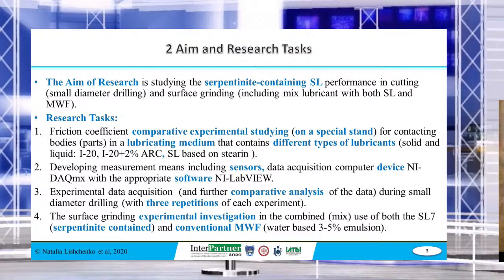Our research tasks are the following. The first task is friction coefficient comparative experimental study on a special stand for contacting bodies in lubricating medium that contain different types of lubricant. The second task is developing measurement means, including sensors and a data acquisition computer device with appropriate software. The third task is experimental data acquisition and further comparative analysis of data during small diameter drilling with 3 repetitions of each experiment.